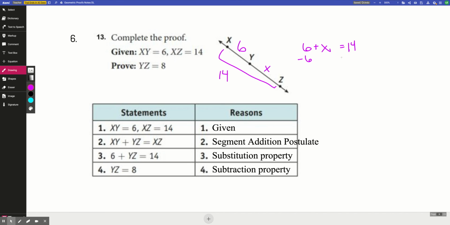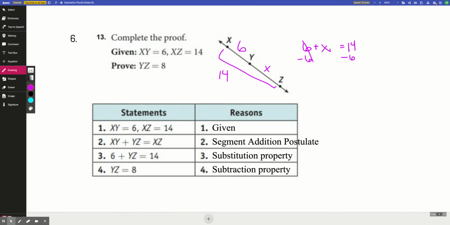Like I don't have to write -6 and -6 when I do it in a proof, right? I don't have to do that because my reason is the work that I'm showing. Okay, so statement 1 is just what's given to us. Then they said XY plus YZ equals XZ. So that's the segment addition postulate. That's your part plus part equals whole.